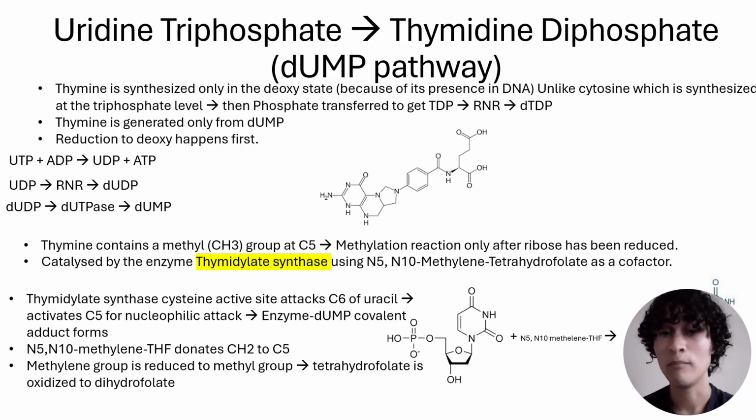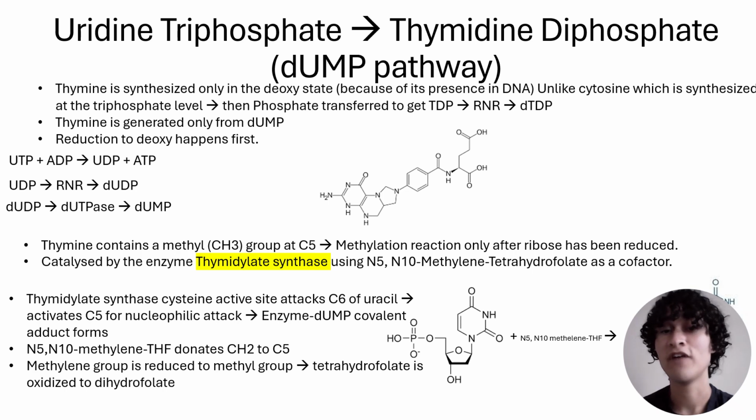They both have those carbonyl groups on their fourth and second carbons, but thymine has a methyl group on its fifth carbon, and uracil doesn't. So essentially, once we get our deoxyuridine monophosphate, all we need to do is add a methyl group to that fifth carbon, and we get our deoxythymidine monophosphate.